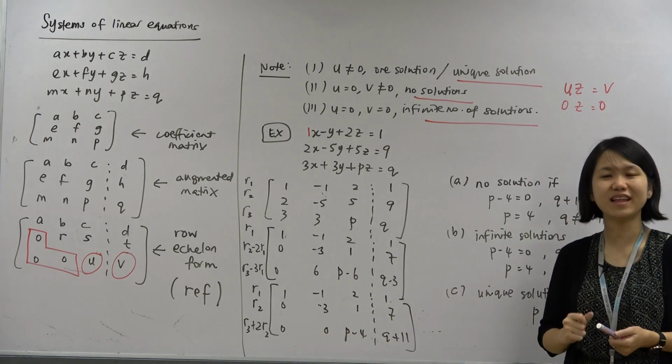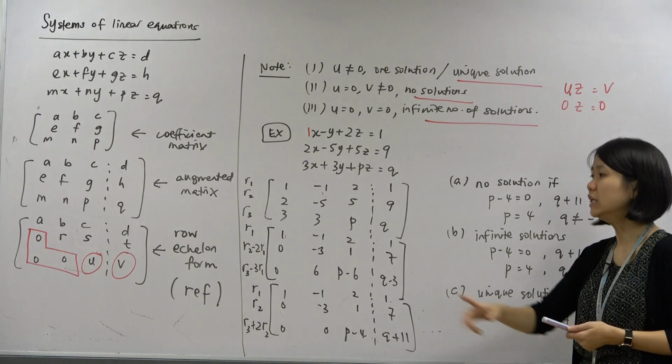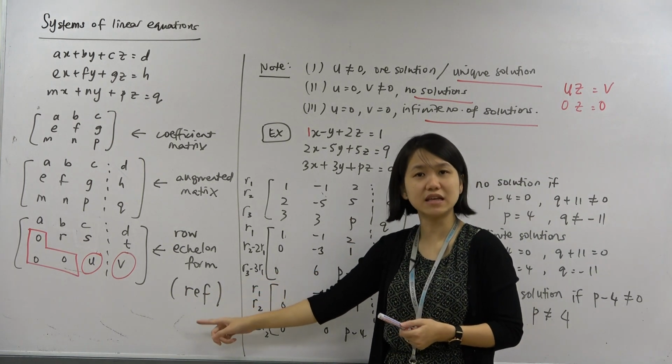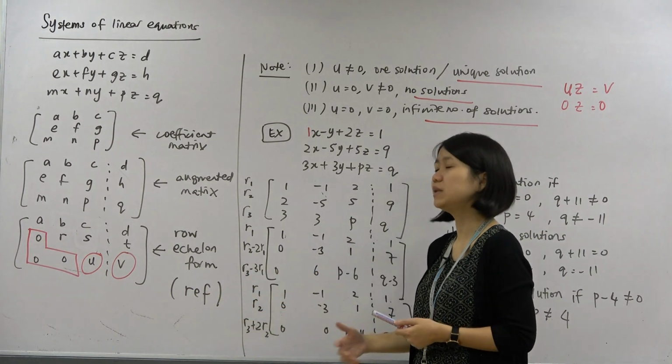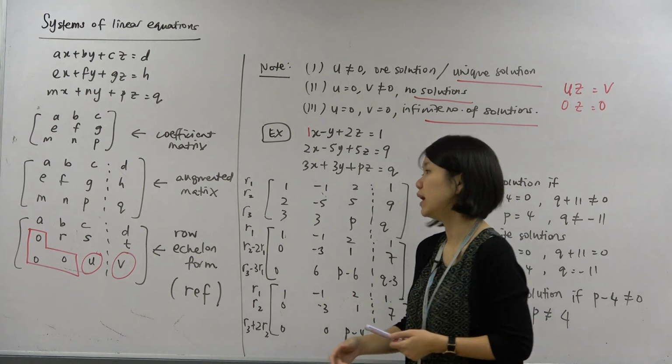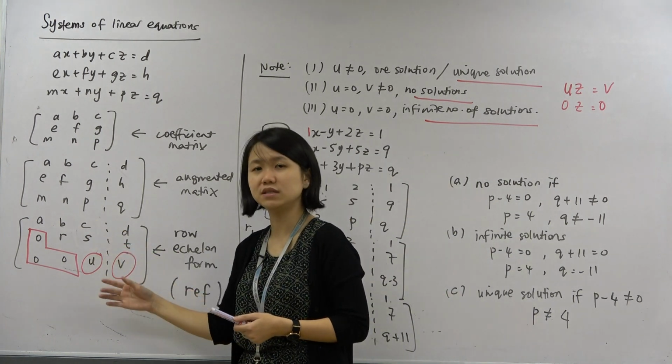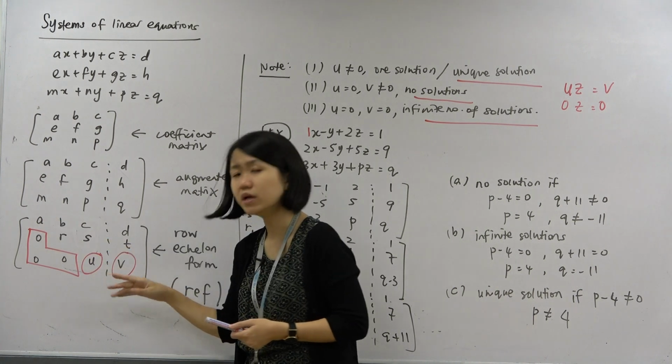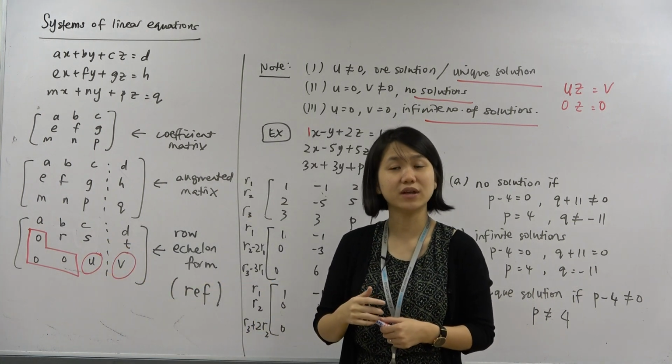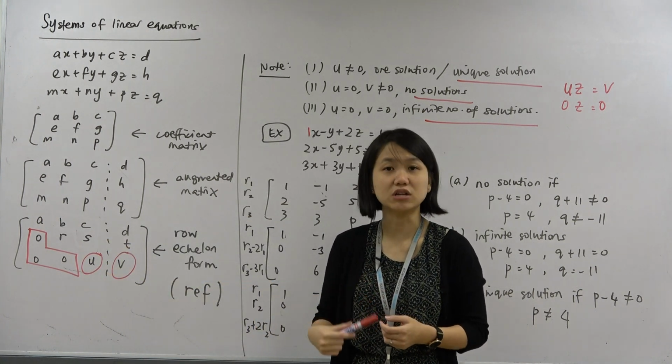Yeah, but do note that you can actually use your CAS calculator to come to this form by using the REF command. And if you want it to be the RREF, where you will have all elements be 0 except for the leading entry, you will then have to use the RREF. Okay, and that is what we call reduced row echelon form.